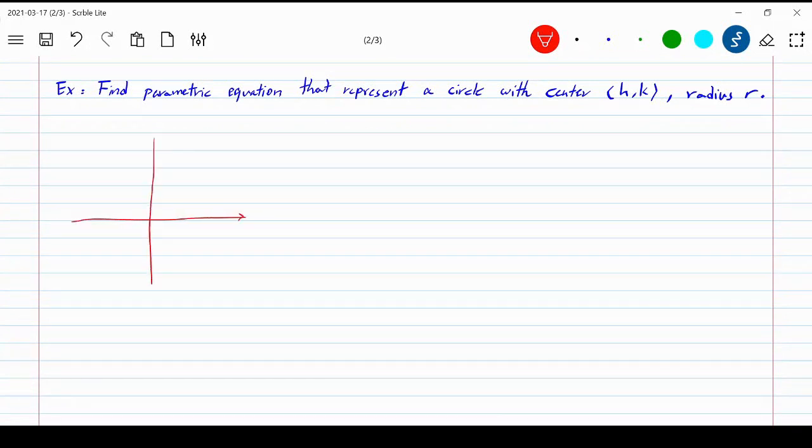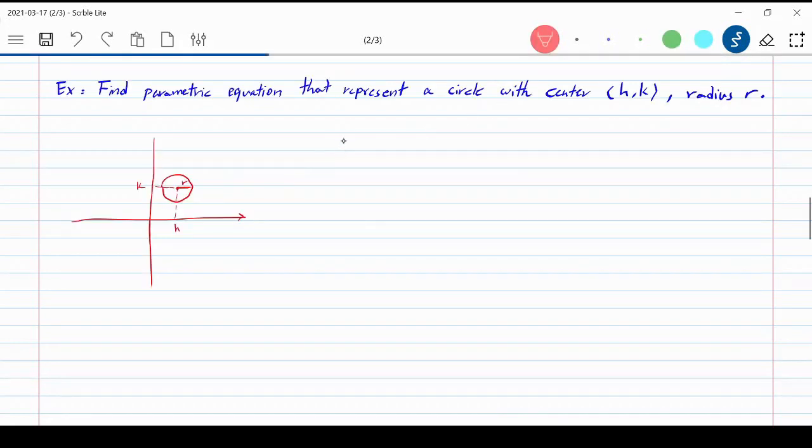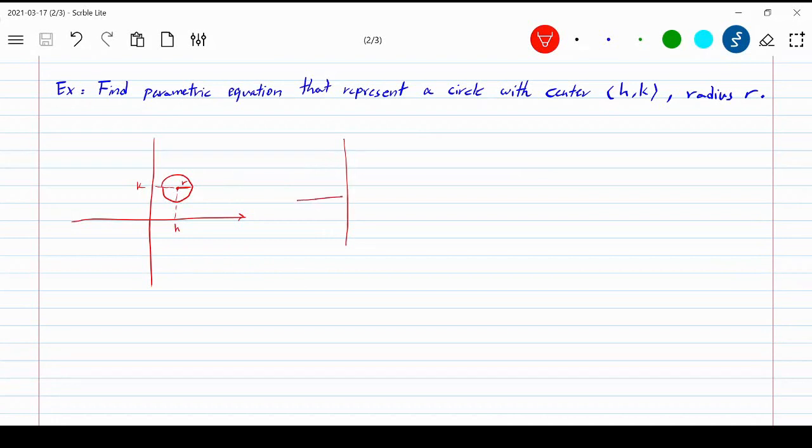So let's say we have a point h, k somewhere here, h for x, k for y. And you have a circle of radius r. So this length is r. Okay, then the question is, what is the parametric equation that represents the circle? Always the easy way is ignore the center. Assume the center was 0, 0. What would you do for the parametric representation?